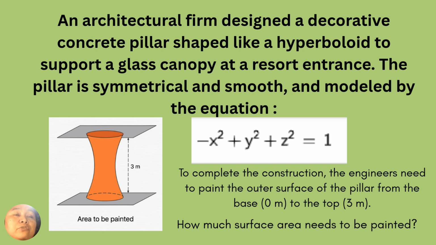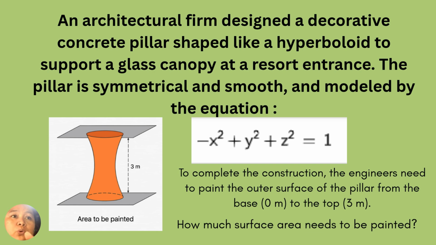Okay, so let's solve a real life problem using this formula. An architectural firm designed a decorative concrete pillar shaped like a hyperboloid to support a glass canopy at a resort entrance. The pillar is symmetrical and smooth and modeled by the equation negative x squared plus y squared plus z squared equals 1. As you can see in our illustration, we have a pillar na pa-shape siyang hyperboloid. Now, to complete the construction, the engineer needs to paint the outer surface of the pillar from the base or 0 meters to the top at 3 meters. So, how much surface area needs to be painted?